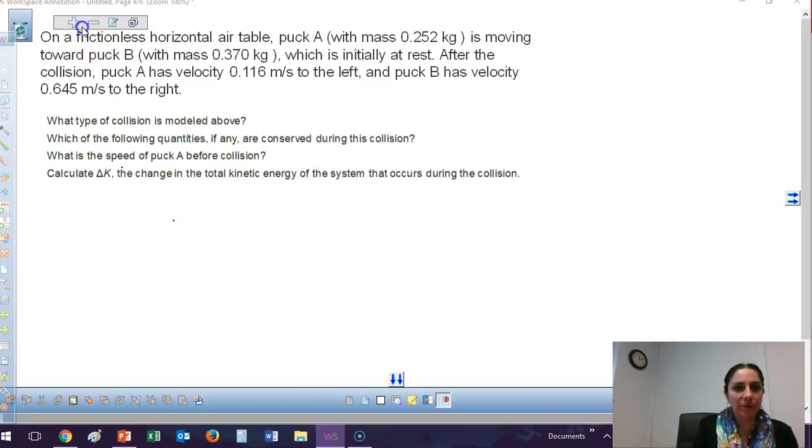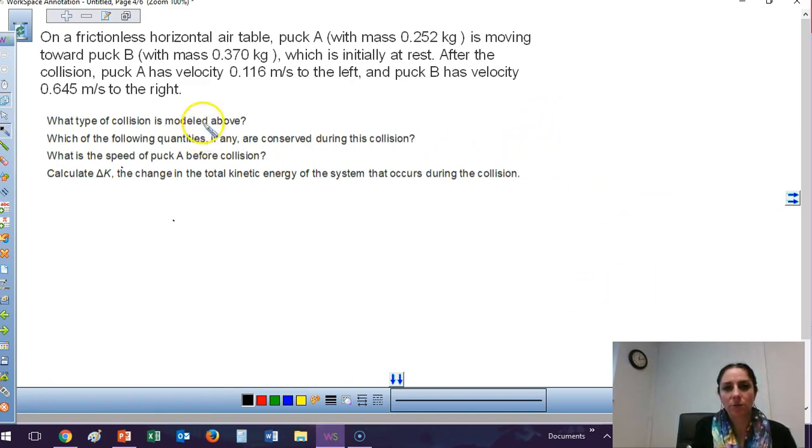So here's our problem. We have a frictionless horizontal air table, so this has no friction. And we have a puck A of that mass moving toward puck B, which is initially at rest. After the collision, puck A has a velocity to the left, and puck B has a velocity to the right. What type of collision is modeled? Which of the following quantities are conserved? What is the speed? And what is the change of kinetic energy?